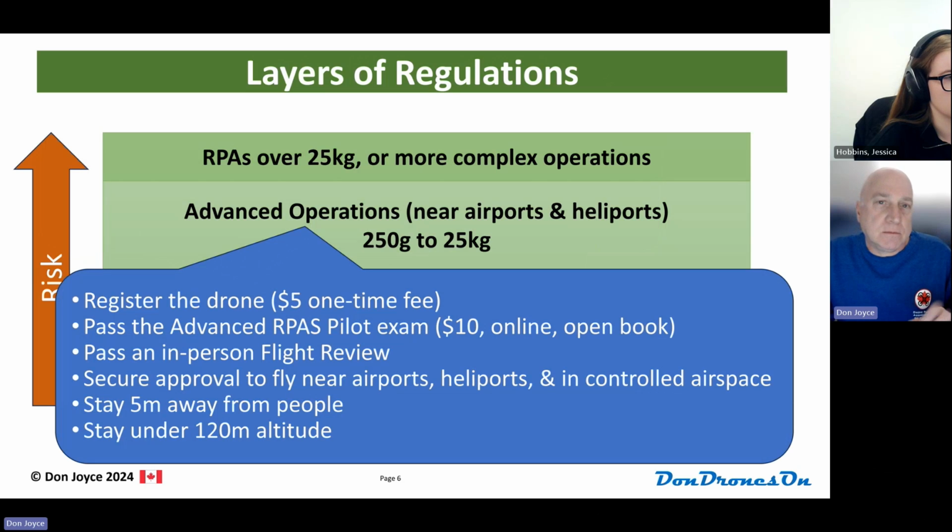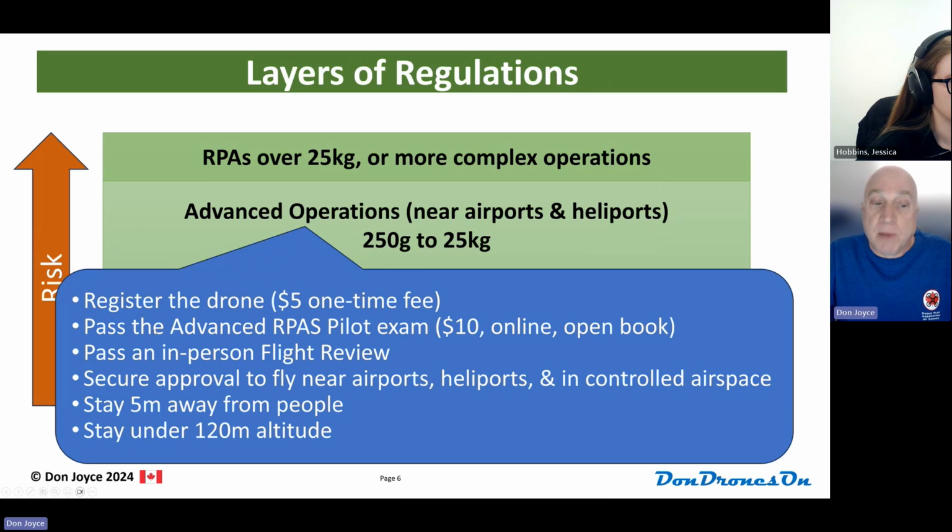Once you're getting into more risky things, they're called advanced operations, but many of the rules are the same. So you still need to register your drone. It's a $5 one-time fee. And when you register your drone, you get a number from Transport Canada, and you can either stick it on with a sticker, which is what I do, or you can write it on with a Sharpie or anything like that that's relatively permanent, is how you mark your drone with your registration number.